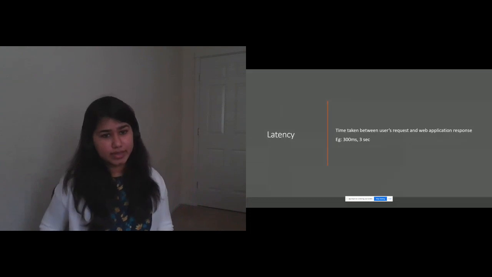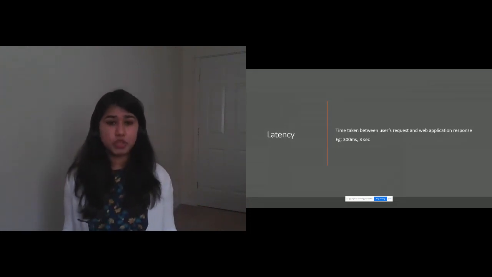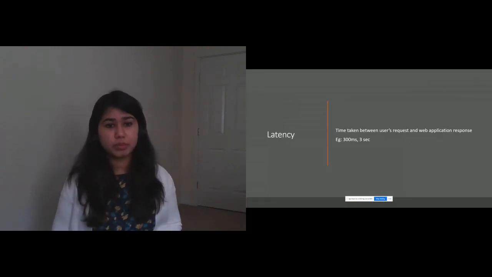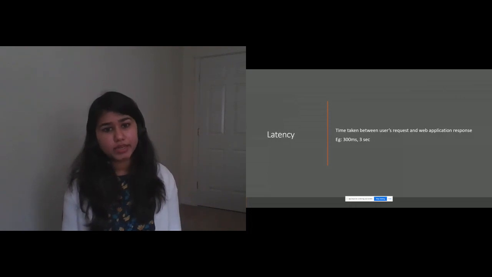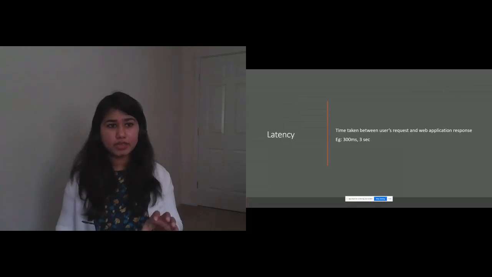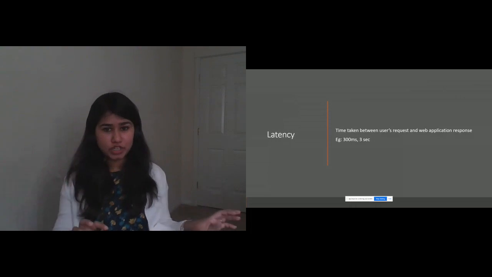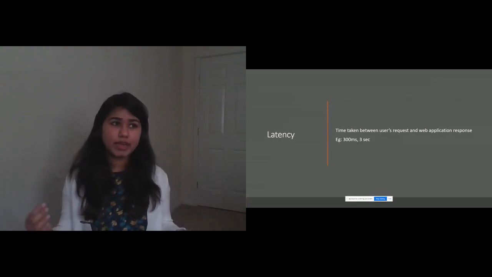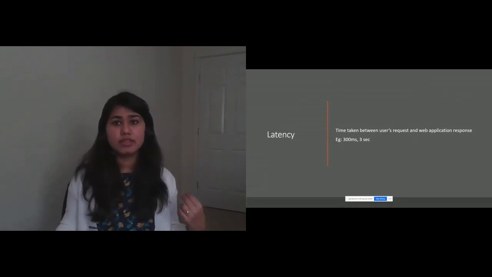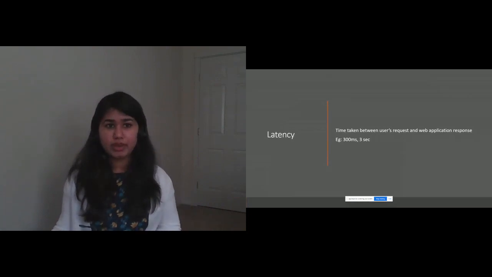Let's see what is latency. This is another SLI, service level indicator, that can be used for the monitoring of your web app. And what is latency? It is basically the time taken between the user's request and the web application response. So for example, I hit a URL and the time it took to respond was maybe 3 seconds, and the latency of that page is 3 seconds. That's what we mean by latency.